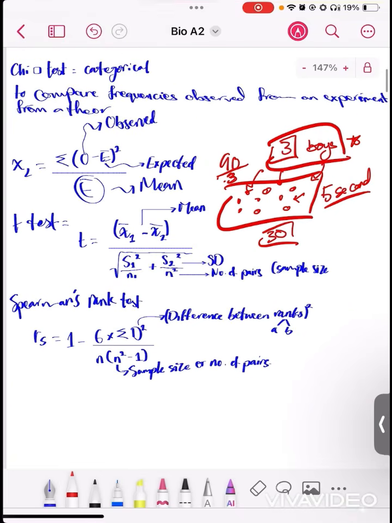T-test. The t-test is about the means. These are the means subtracted from each other, mean in field A, mean in field B, over the standard deviations over the number of pairs. It must be a square root.